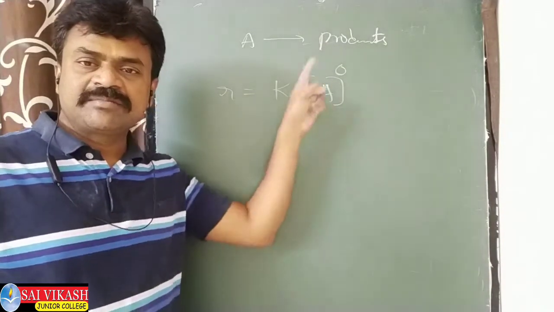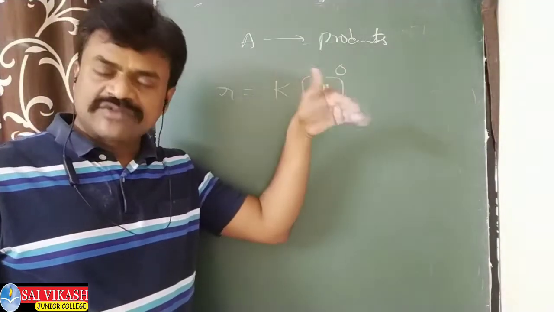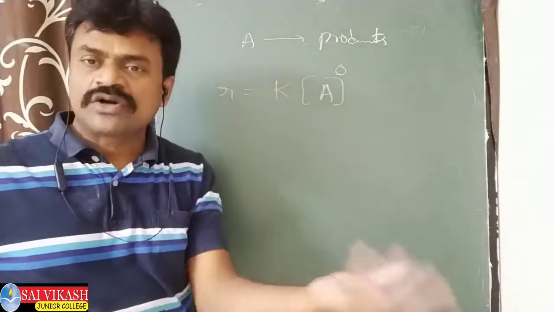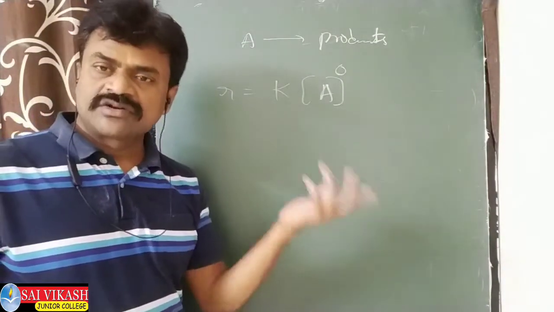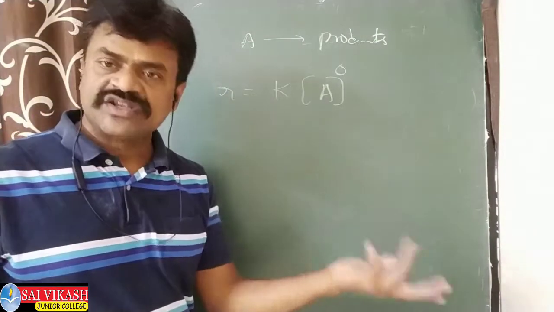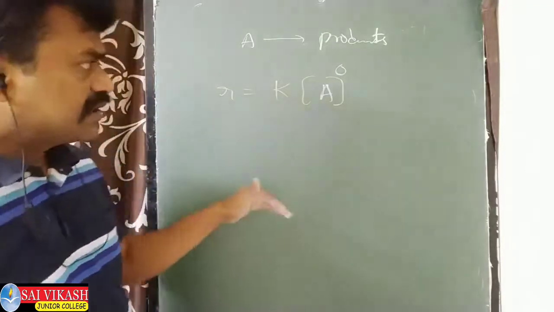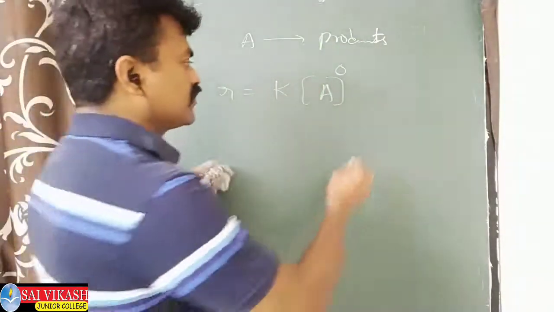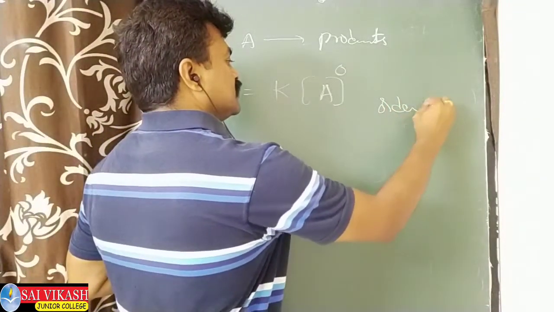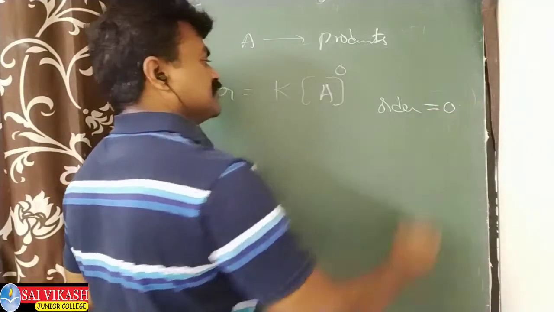So anything power 0. Whatever value is coming, that is the order we are seeing. First order, second order, third order, we got like this. Fractional order also we got like this. So like that, if you want to get the zero order, the power should be 0. Now the order will be 0. So order is 0 there. Zero order reaction.